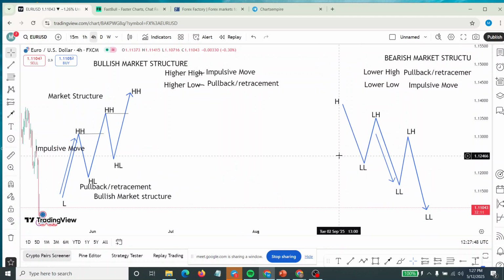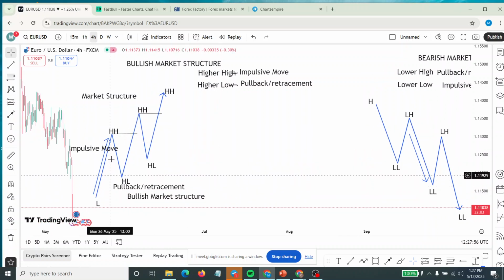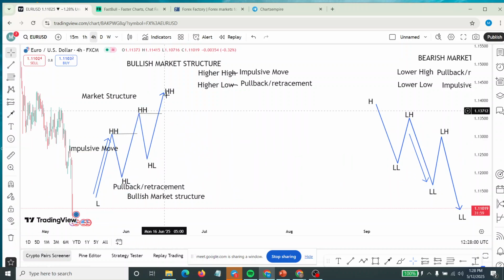So as long as the market is respecting the components of these structures in this bearish scenario, in the bearish market, you want to be seeing a lower low, a lower high, lower low, lower high, lower low. So in a bullish structure, what do you want to be seeing? You want to be seeing a higher high, higher low, higher high, higher low, higher high, higher low.